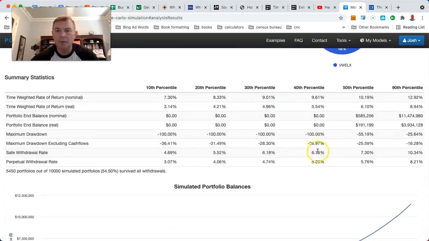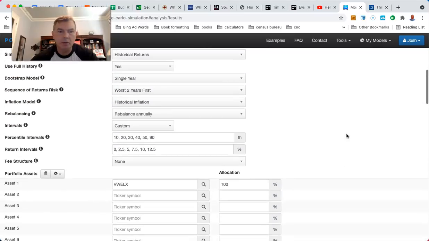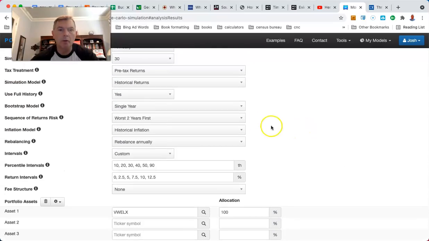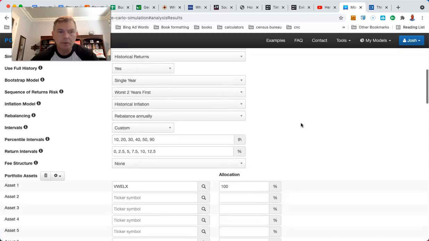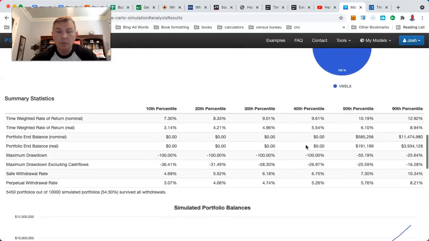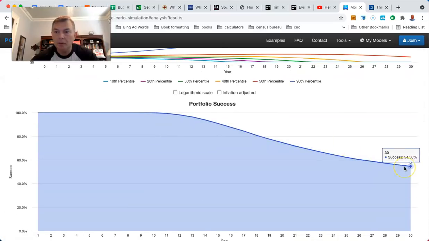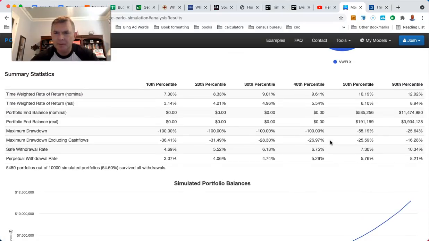All right, so the 40th percentile. All right, so we ran out of money. What was this? What do we got going on here? I forgot what we had going on. Rebalance annually. Oh, worst first 2 years. All right, 290. Okay, custom. And we ran out of money. We had 54.5% success rate. And, oh, right here, okay. Oh, okay, that's what I'm saying. 10, 20, 30, okay, understood. All right, that's a little bit confusing.